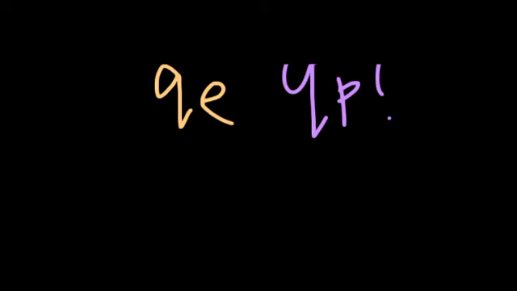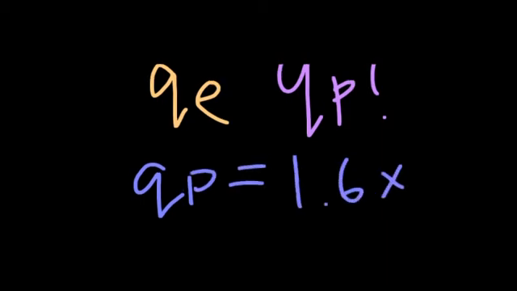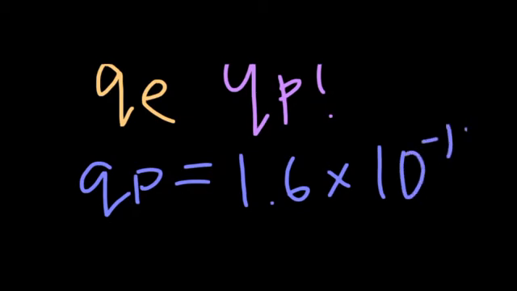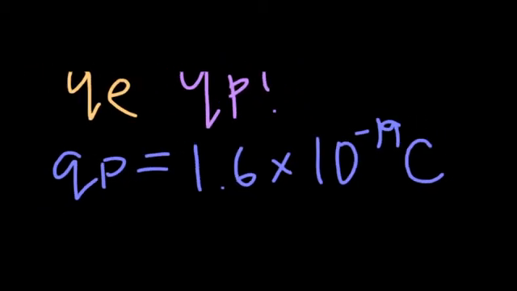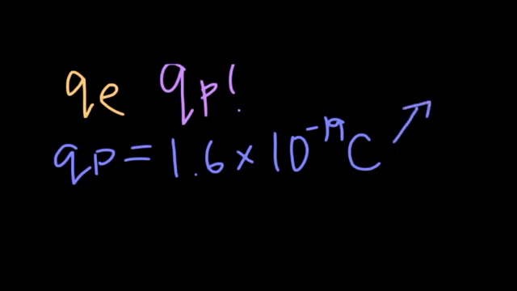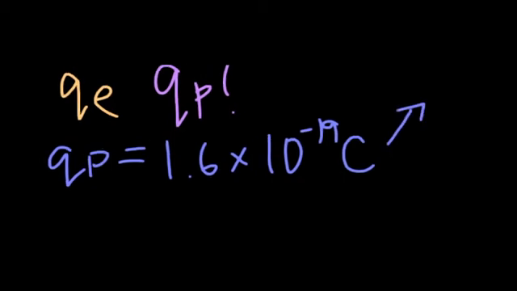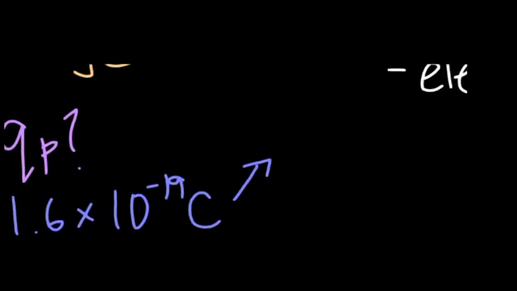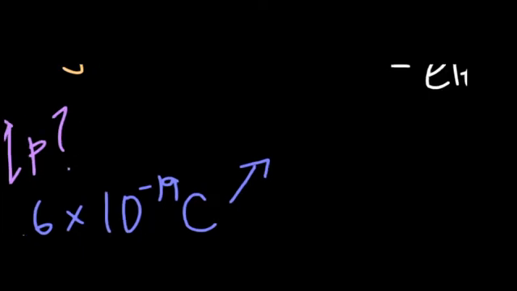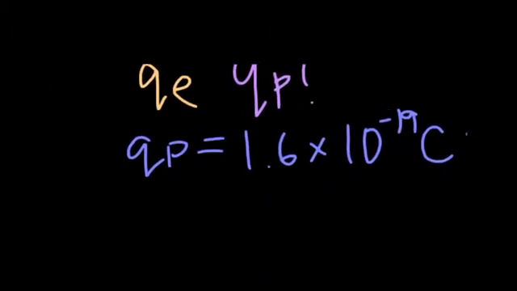So what is the charge of a proton? The charge of a proton is 1.6 times 10 raised to the negative 19. What units? Coulombs. Who's Coulomb? He's a famous physicist, I believe, that developed Coulomb's law, which relates forces to charges. So that is fantastic.